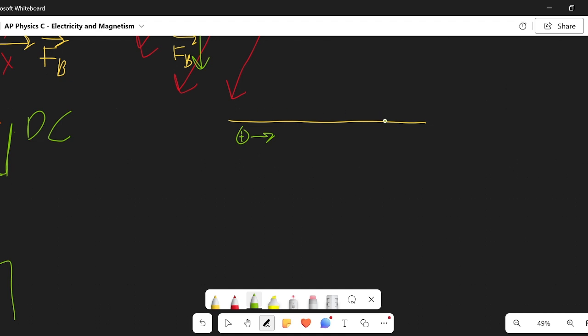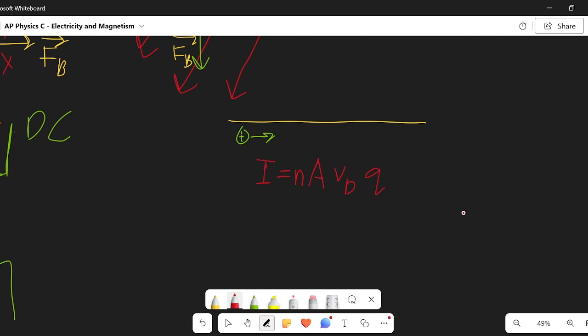Essentially, what we derived in unit 4 was that the current in a wire is equal to the number of charges multiplied by the area A, multiplied by the drift velocity, multiplied by the charge. Or sorry, this is area.